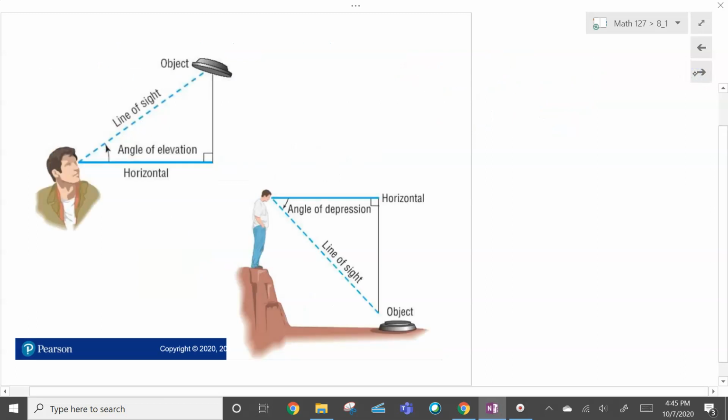All right, a little vocabulary. An angle of elevation, that's your angle of elevation. The angle of depression is that angle from your line of sight down. That's your angle of depression.